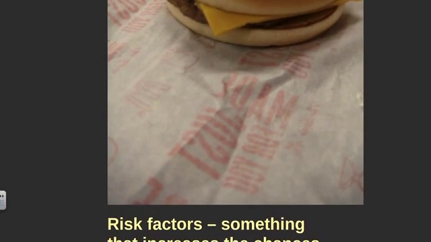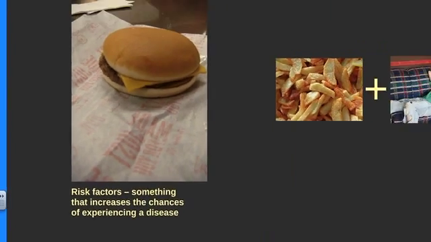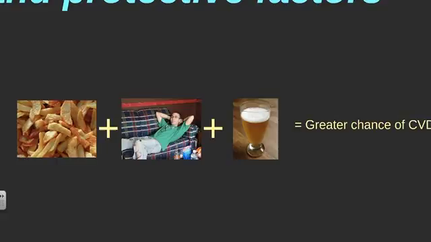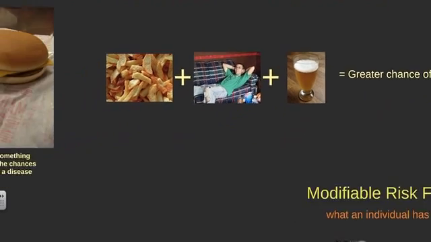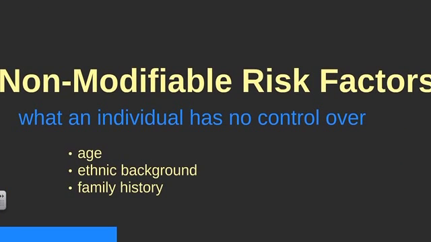Now, a risk factor is anything that increases your chance of experiencing a disease. So in the case of cardiovascular disease, poor food choices is obviously one of the #1 risk factors. The real problem happens when there's a combination of risk factors. So an example of poor diet, physical inactivity, and someone who has high levels of alcohol consumption greatly increases the chances of a person suffering cardiovascular disease. Risk factors get divided into 2 different areas: non-modifiable and modifiable.